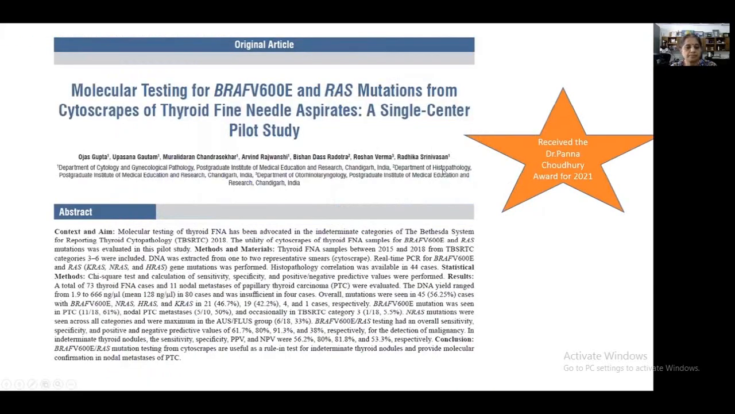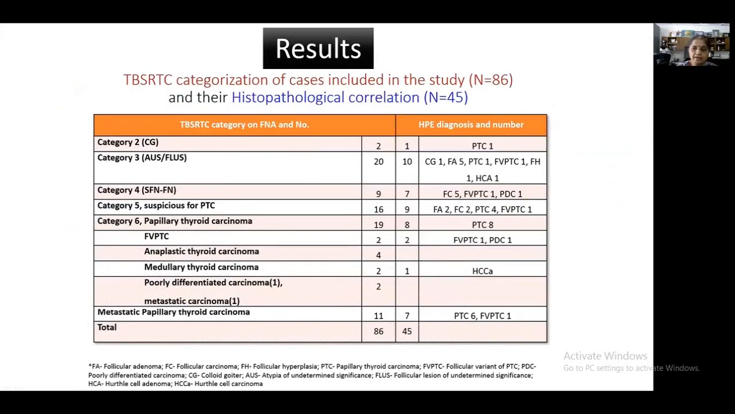So we compiled our results and published it in the Journal of Cytology by Ojas, Gupta, Upasana, Gautam. Both of them worked on this pilot project, and Dr. Bishan is the histopathologist here. The title is: Point-of-care molecular testing for BRAF V600E and RAS mutations from cytoscrapes of thyroid fine needle aspiration, a single center pilot study. I'm just showing you so you could go back to that publication and read it up for yourselves. And this is just the data from that study itself.